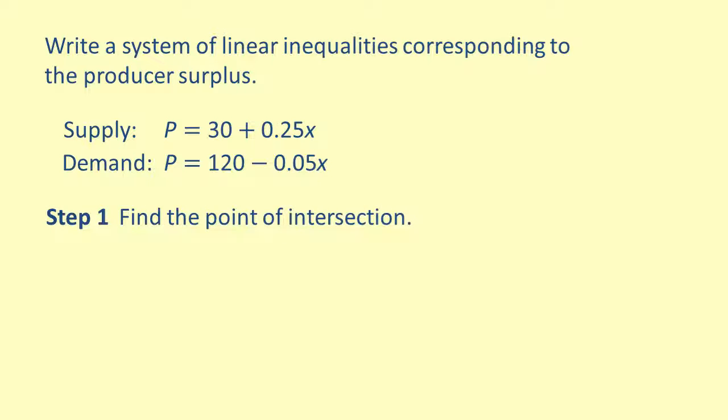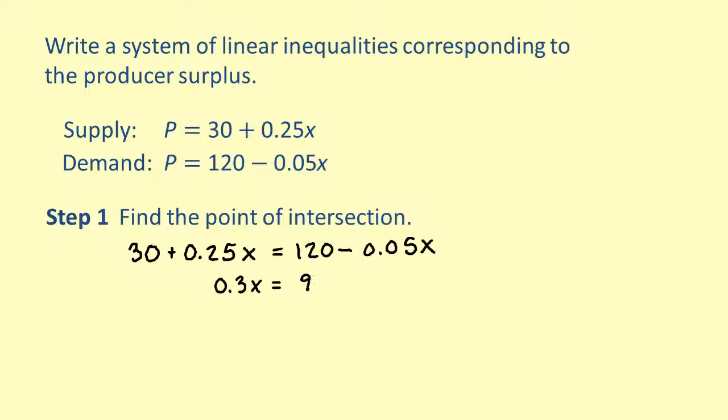Step 1. Find the point of intersection. Set the supply and demand equations equal to each other. Isolate x on one side of the equation by subtracting 30 and adding 0.05x to both sides, resulting in 3/10 times x equals 90. Dividing both sides by the coefficient yields x equals 300. This is the x-coordinate of our equilibrium point.